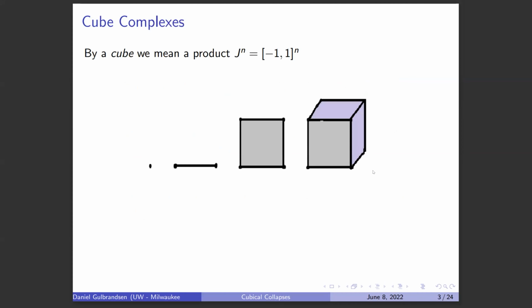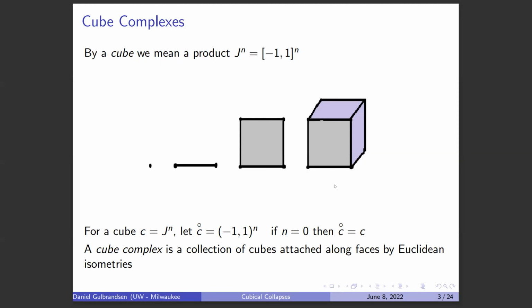So what are cube complexes? Well, essentially they're just spaces built out of cubes. And for this talk, cubes will be products of the interval from -1 to 1. And here you're seeing examples of the first few dimensional cubes. Some notation that will come up: for a cube, J to the n, I put a little circle over it if I want to call attention to the interior of that cube. And for a 0-dimensional cube, its cubical interior is just the vertex itself.